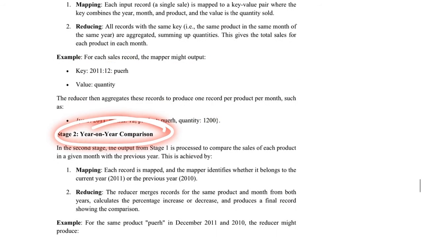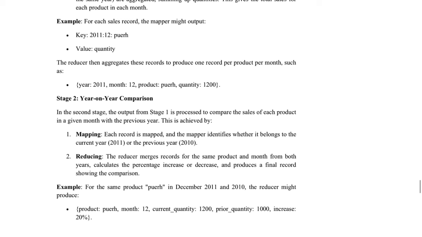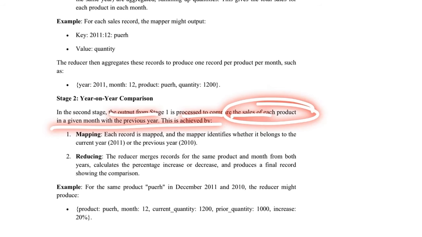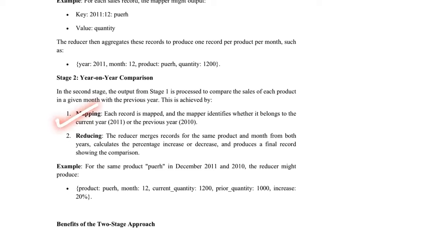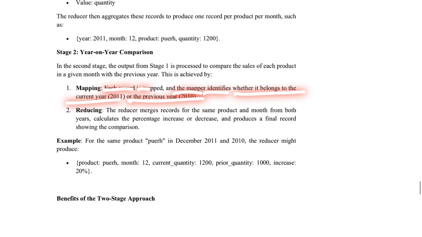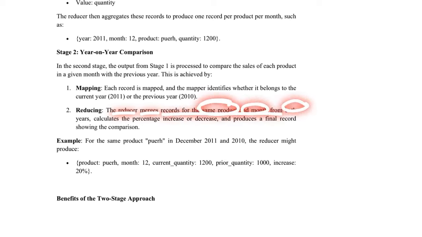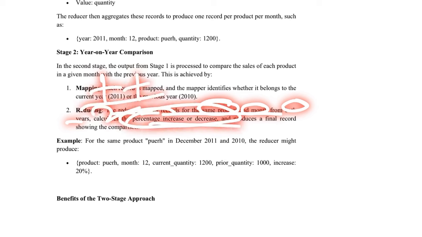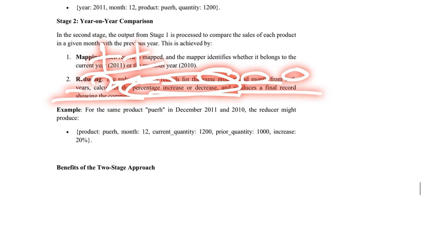Looking at the second stage, that is year on year comparison. In the second stage, the output from the first stage is processed to compare the sales of each product in a given month with the previous year. So first we do the mapping, where each record is mapped and the mapper identifies whether it belongs to the current year or previous year. After that we are doing the reducing process, that is the reducer will merge the records for the same product and month from both years. Thereby after combining those, I am calculating the percentage increase or decrease, and producing a final record showing the comparison.